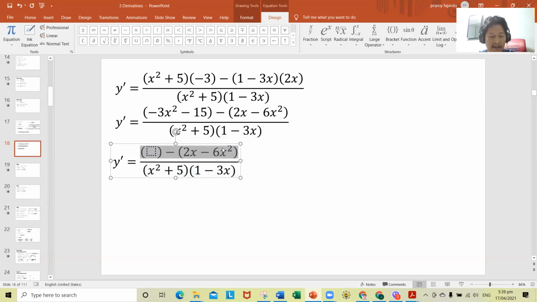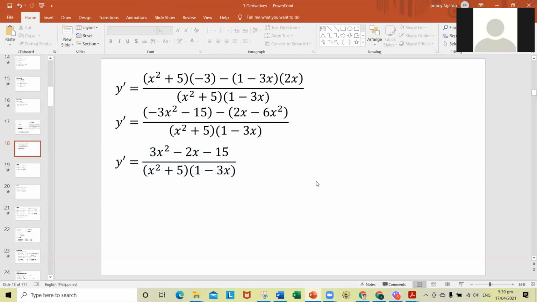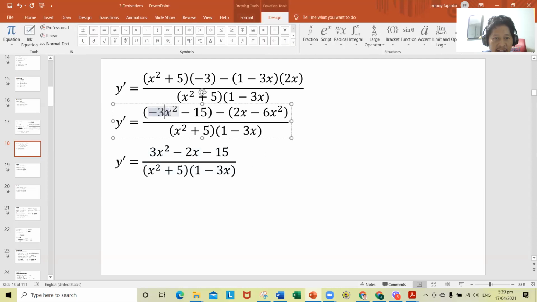So burahin na natin yung iba. Sir, pa-ulit, ang bilis. Okay, ulitin natin. So galing yun ulit dito, di ba? Negative 3x squared minus, sa baba po. Ito na nga. Negative 3x squared minus negative 6x squared. So negative times negative ay positive. So magiging negative 3x squared plus 6x squared. Ilan yun? Magiging positive 3x squared.